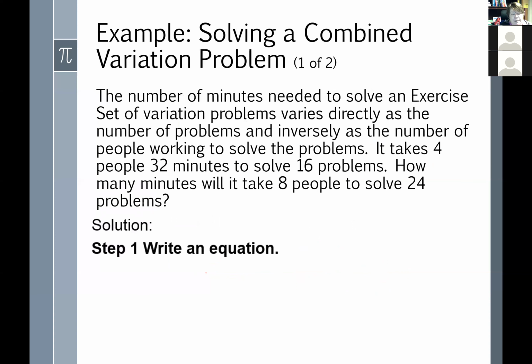The number of minutes needed to solve an exercise set of variation problems varies directly as the number of problems and inversely as the number of people working to solve the problems. Now I might use X, Y, and Z for this because I've got problems and people, minutes. It takes 4 people 32 minutes to solve 16 problems. How many minutes will it take 8 people to solve 24 problems? So let's let M be the number of minutes it takes.